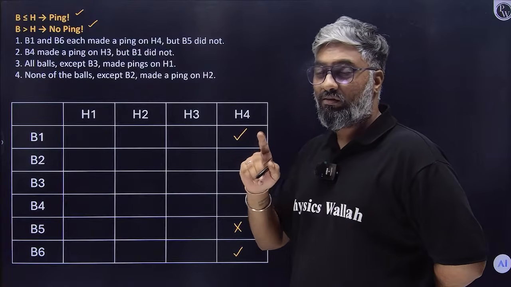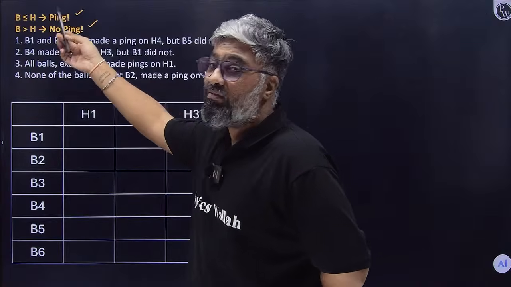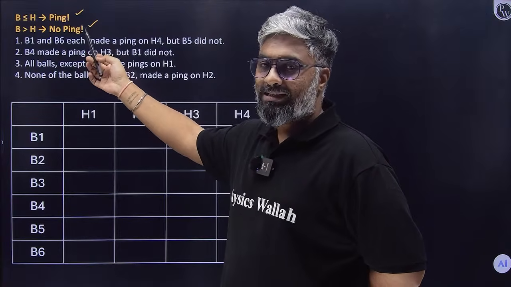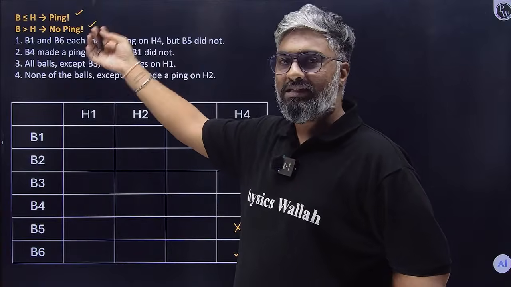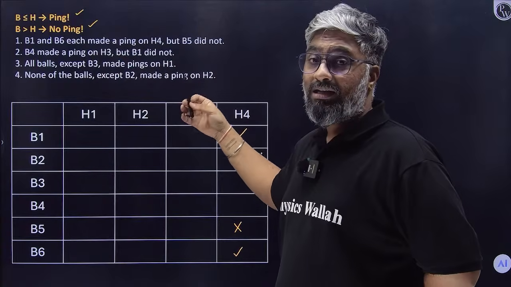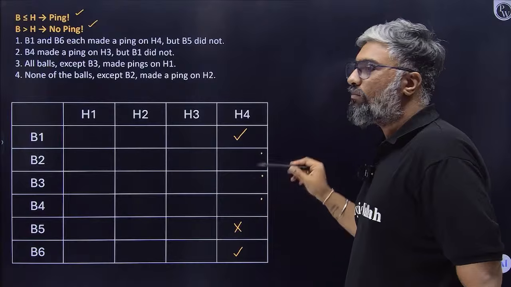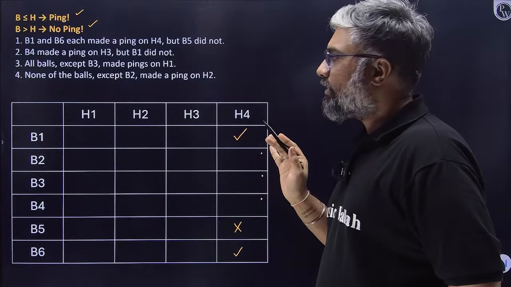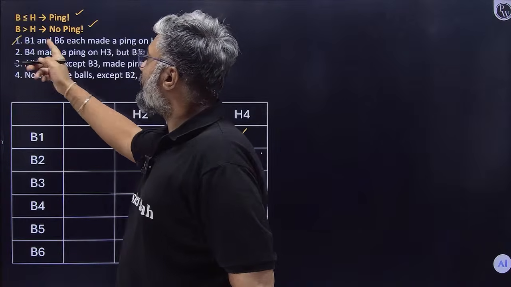They are not saying that only B1 and B6 are making pings. They're saying that out of the 6 balls, B1 and B6 are making pings and B5 is not. That doesn't tell us anything about B2, B3 or B4. Very clear? Yeah, perfect. Now, what does this mean then?